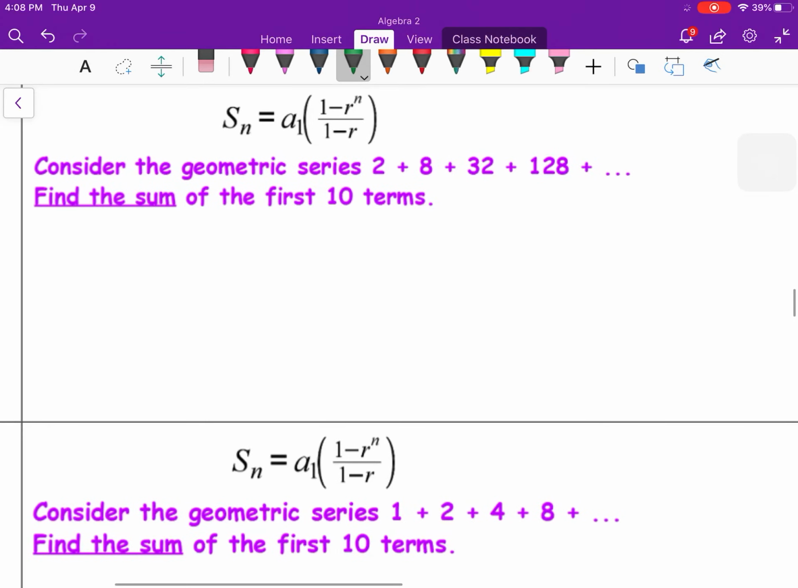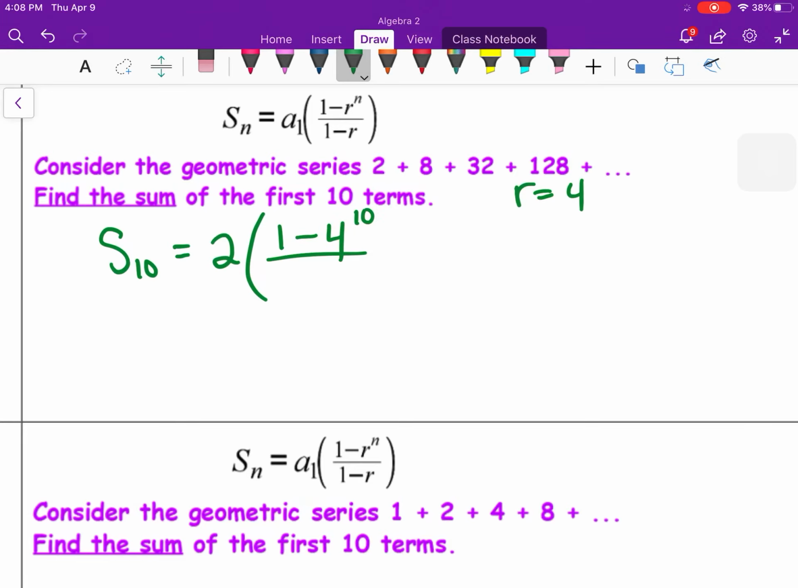Okay, we'll do a couple more here. Sum of the first 10 terms. The first term is 2. This is 2, 8, 32, 128. So you're multiplying by 4 every time. So R will be 4. And we want the 10th term, so to the 10th power over 1 minus 4.